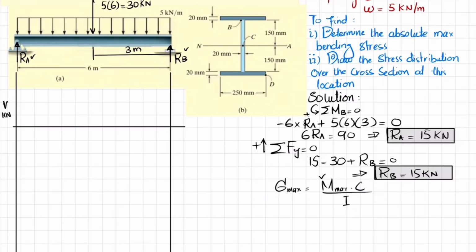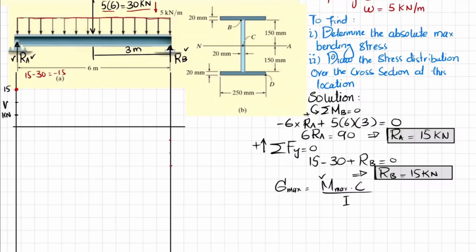So let each division be 5, so it will be 15, 15 will be here. So at the initial point you have RA, so the first point will be here. Now you can see this is plus 15, and when you want to find the shear due to the distributed load, this will be 5 into 6, 30, and that will be minus because it will be downward. So 15 minus 30 will bring it to minus 15 at the end. So minus 15 will be this point.